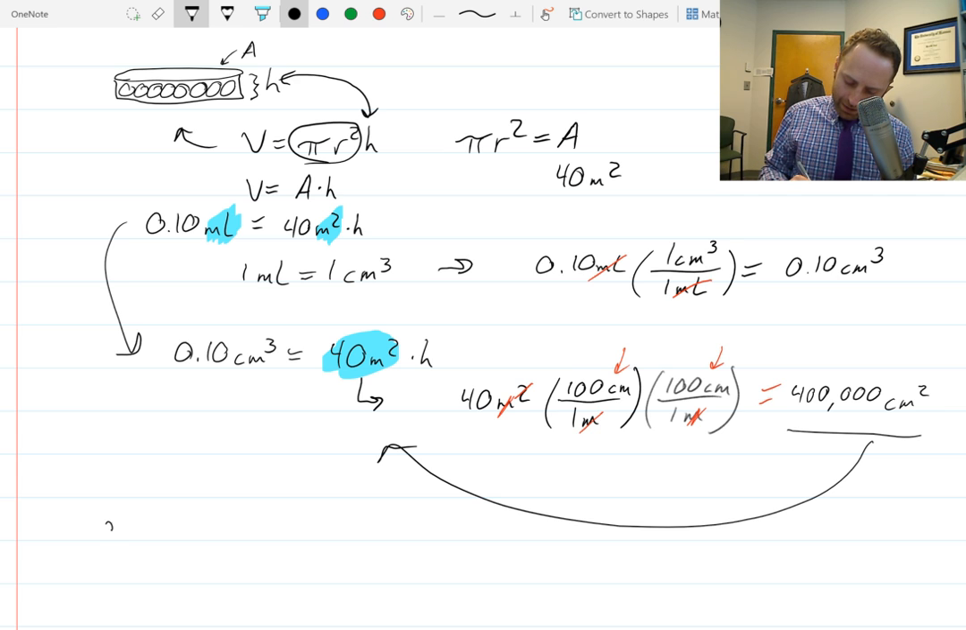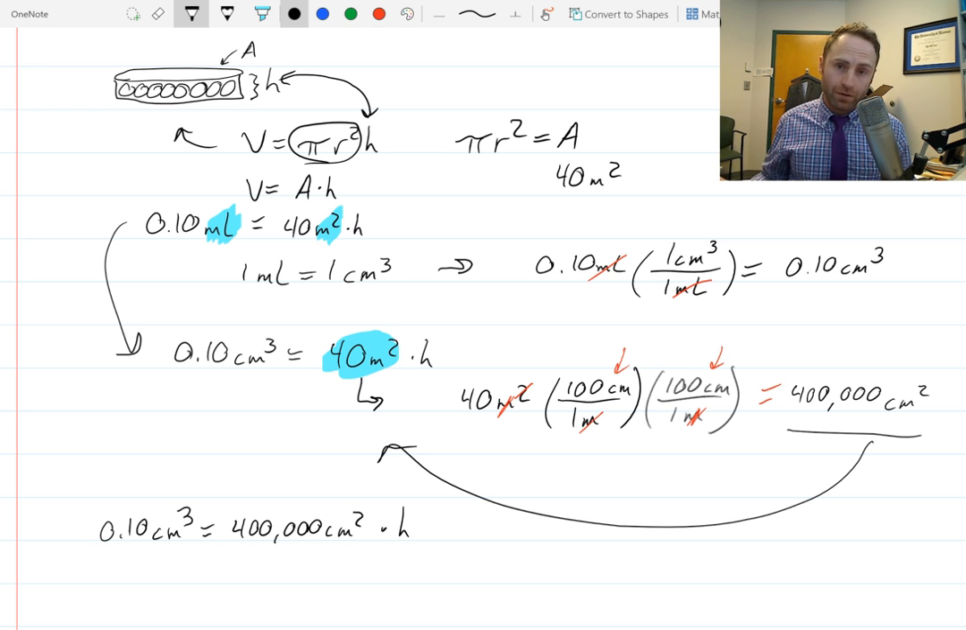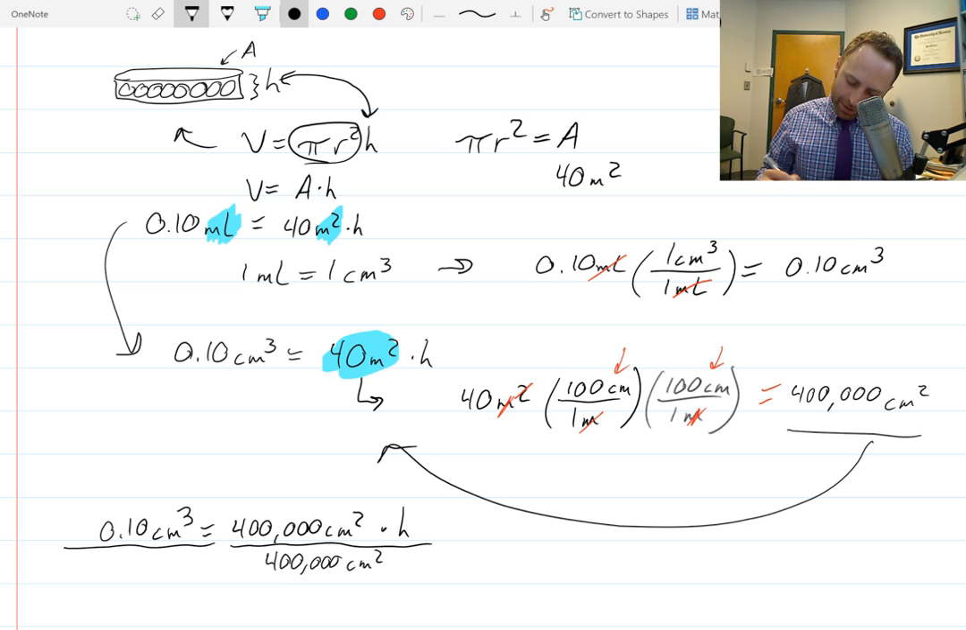Great, so I can plug this information back into my original problem. So now I've got 0.10 centimeters cubed equals 400,000 centimeters squared times h. Not too shabby. Let's isolate h. We can divide both sides by 400,000 centimeters squared. Make sure you keep your units with you.